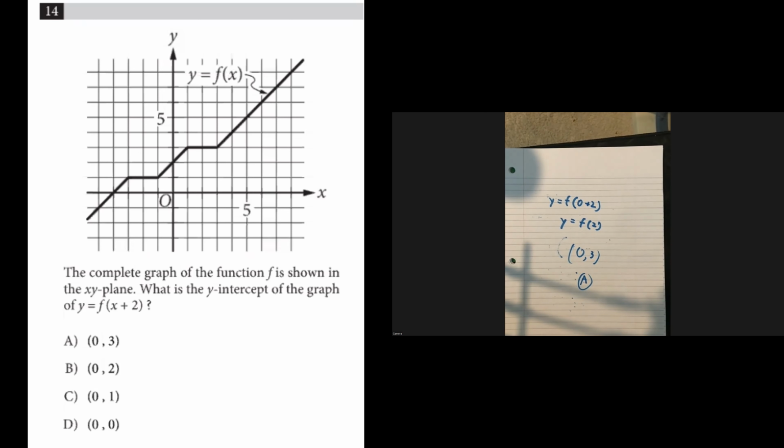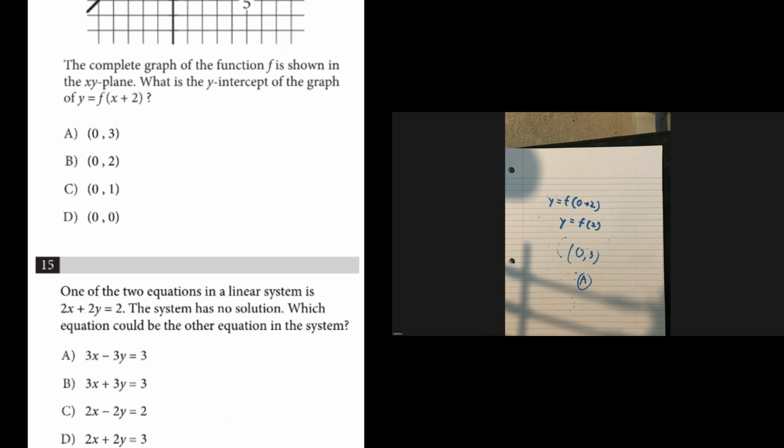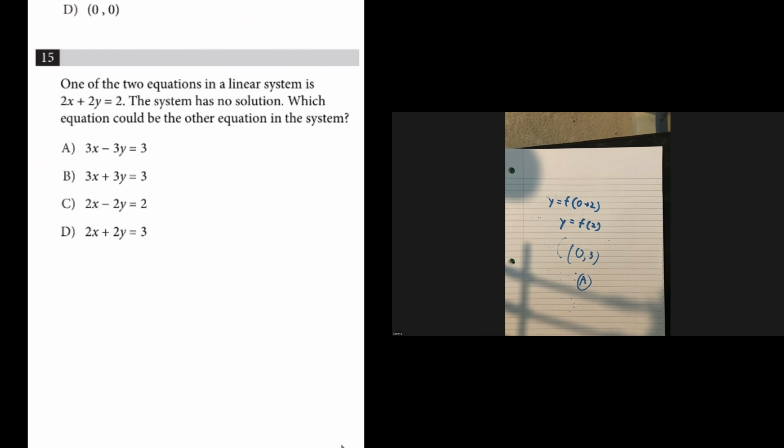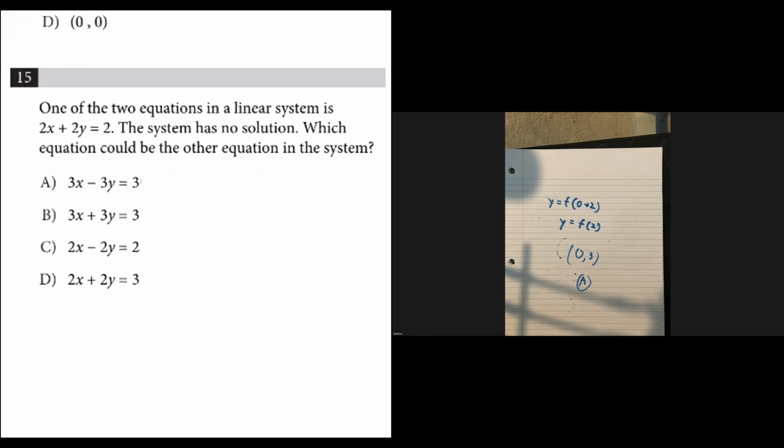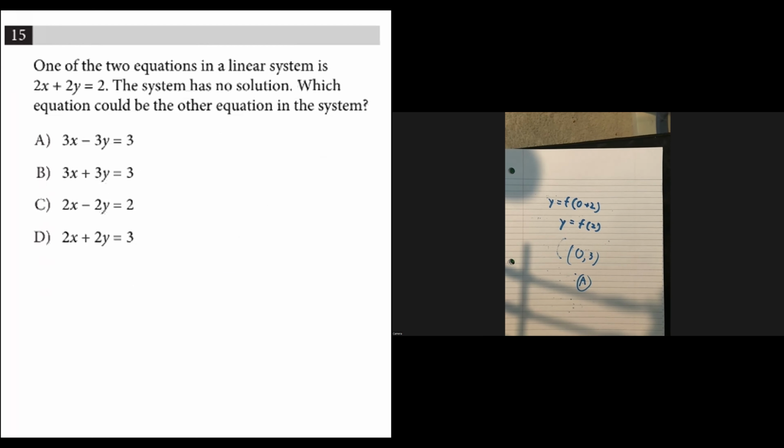Basically what we did is we just shifted the graph to the left 2 units. If this was f of x minus 2, we would be shifting the graph to the right 2 units. Any questions? Give you a minute to work on number 15.